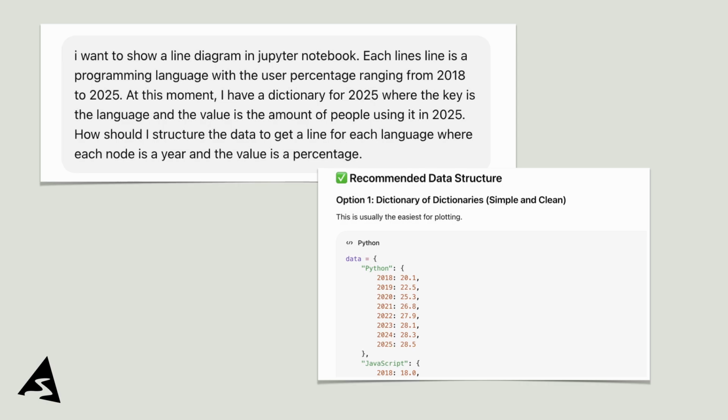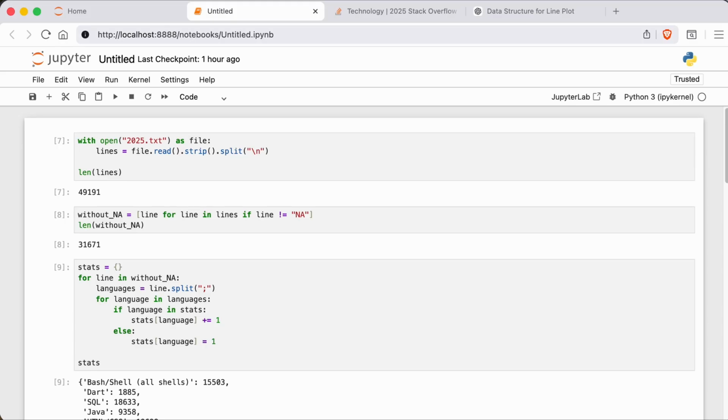I'm not great with statistics, so I asked Chippy what kind of data structure I need to plot the data. Now it recommends me to create a dictionary with language as key, and the value is another dictionary with key is year and the value is the percentage. So let me try that.